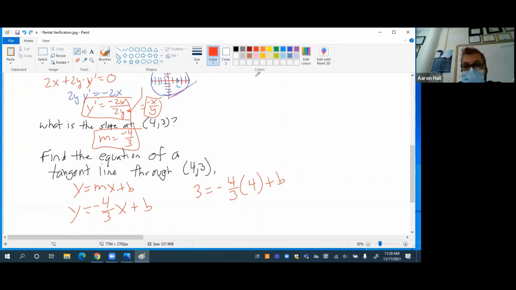Mariah. This here? Okay, to get what? Do we add these? We multiply them. Yep, to get what? We have a fraction multiplied by a fraction. So we have 16/3 plus b. Now what?